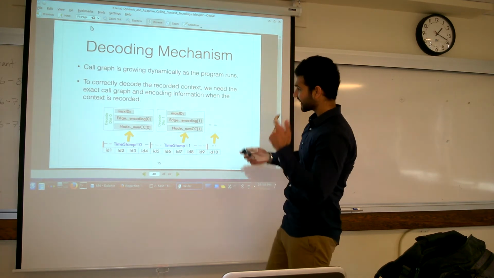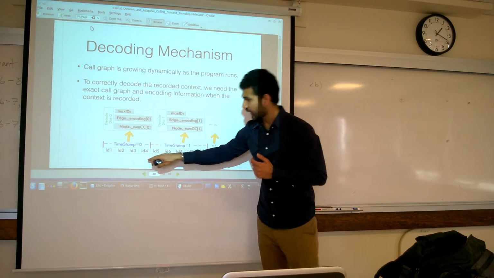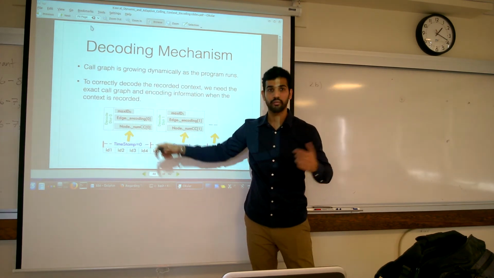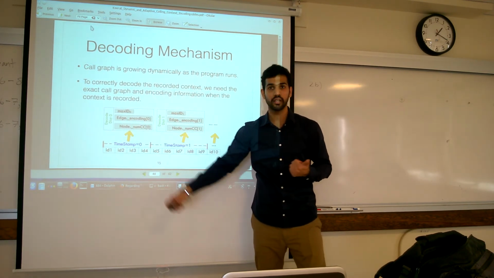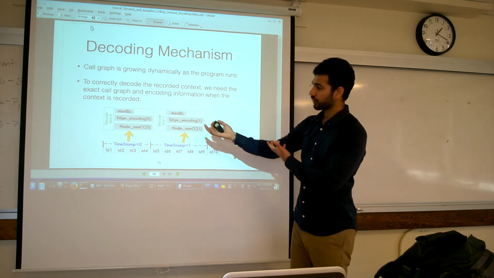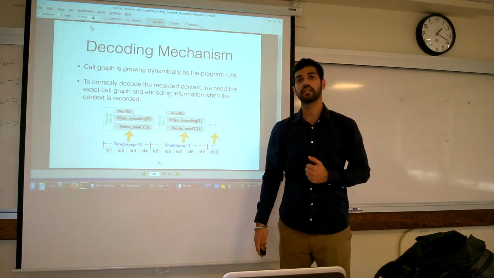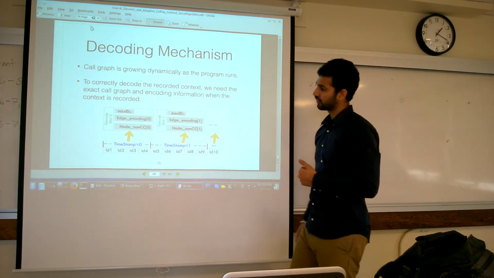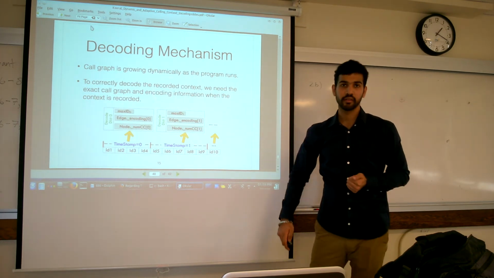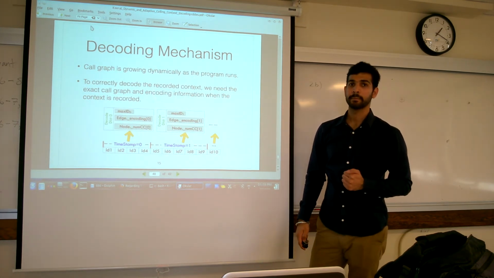But the thing is that it says that we have this timestamp, which has what edges are there, and the number of calling contexts. So how are they able to decode from this thing? That's the complete graph, right? You've got the edges, you've got the nodes. Okay. That's the graph. That's the encoded graph.